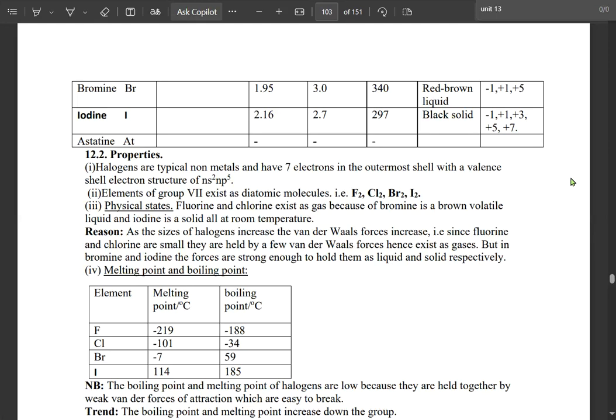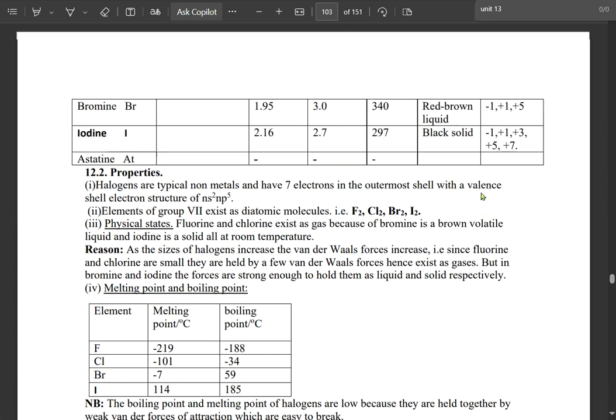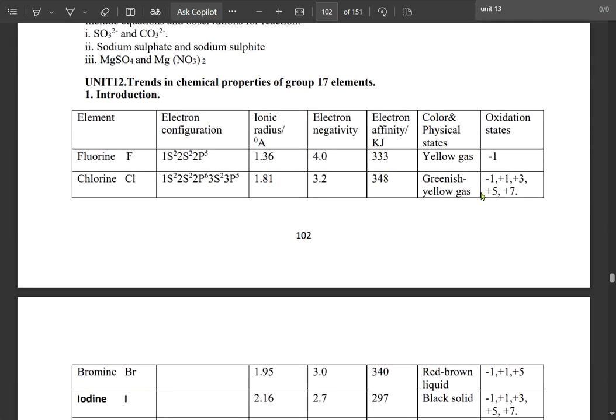Properties. Halogens are typically nonmetals and have 7 electrons in their outermost shell, with the valence shell electron configuration of ns2 np5. If you observe carefully, you will see that these halogens have this type of electronic configuration, ns2 and np5. We can see this when we scroll up and reach the electronic configuration of chlorine.